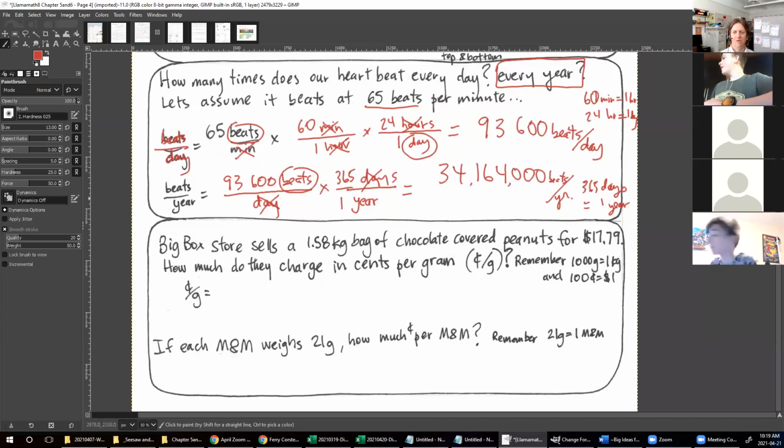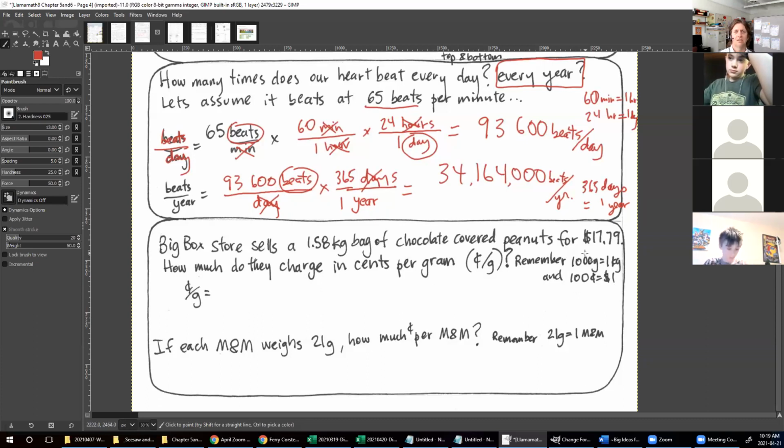All right. Now we've been doing this with lots of per hour, per day, per minute. I want to show you that it works for everything. Okay, so a big box store, you can fill in the blanks about what I'm talking about, sells a 1.58 kilogram bag of chocolate covered peanuts for $17.79. How much do they charge in cents per gram? We can remember that 1,000 grams is 1 kilogram, kilo meaning 1,000. And of course, 100 cents is $1.